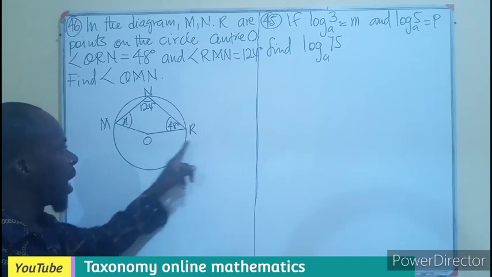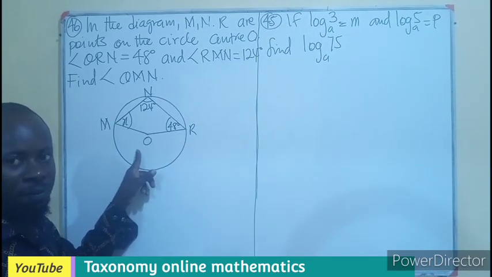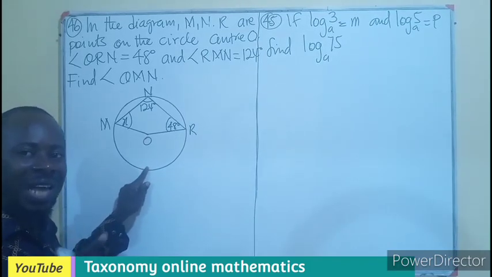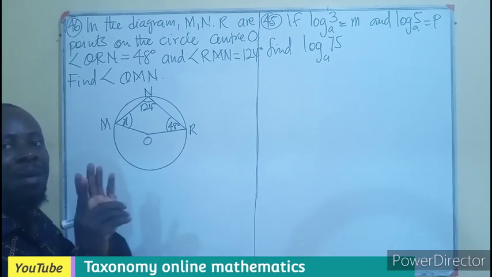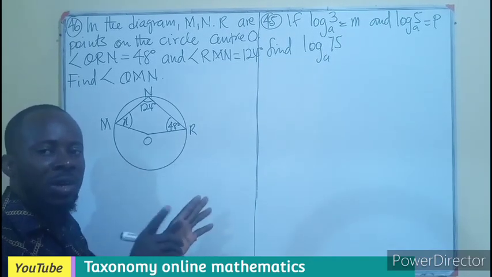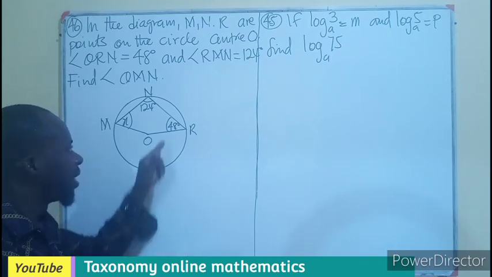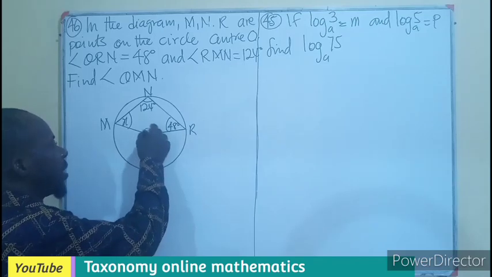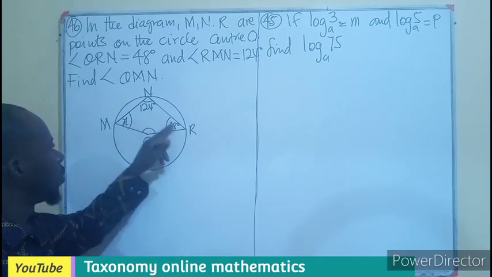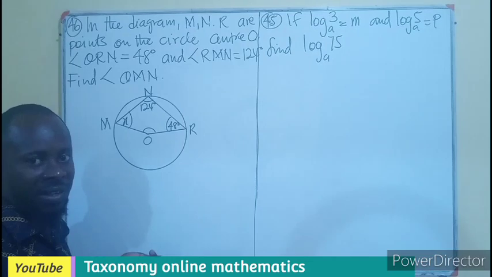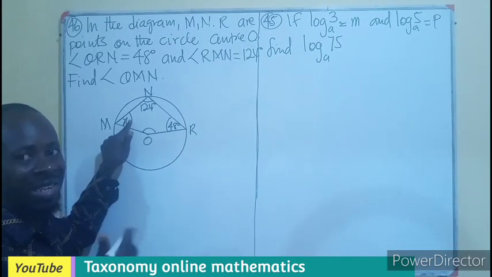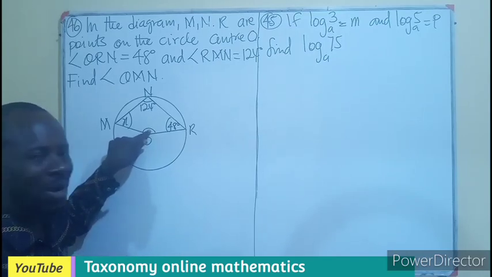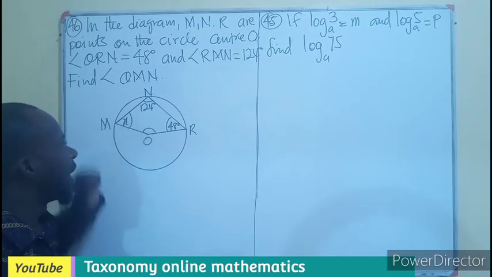MNOR, that is a quadrilateral. But the O is not touching the circle here, so it is not a cyclic quadrilateral. It is just a mere quadrilateral, which uses the property that the sum of the interior angles of a quadrilateral adds up to 360. But this is what we are looking for, it is unknown. The angle here is also unknown, so we need to find this angle before we can find X.